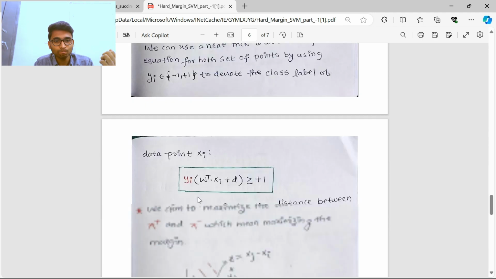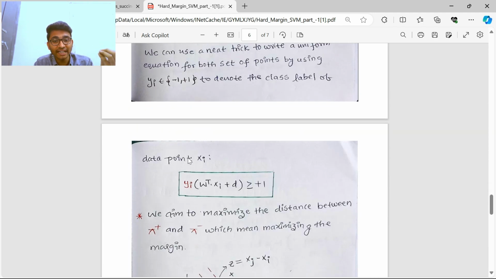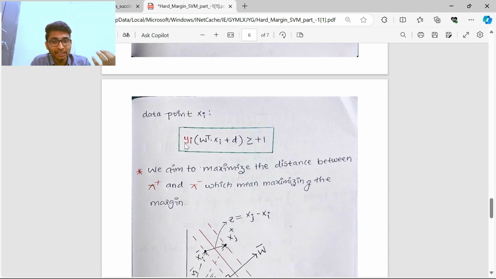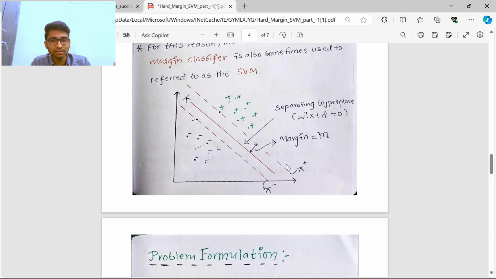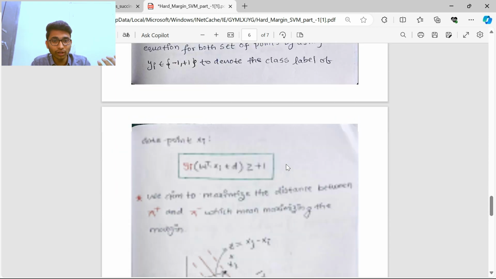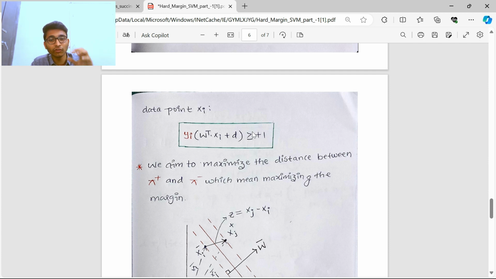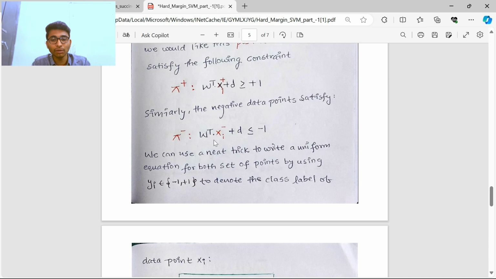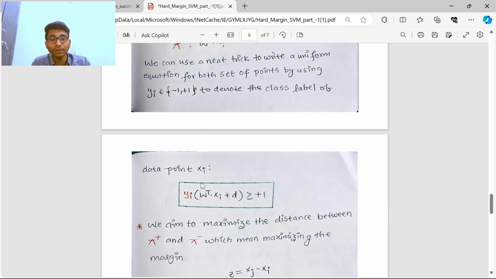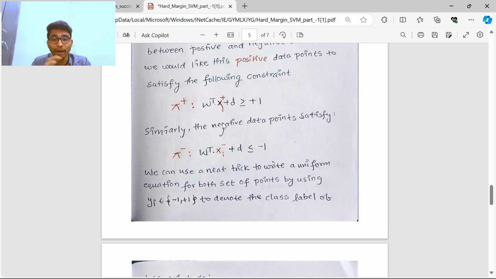If you take any data point xi, it will satisfy this condition. Let's suppose yi is plus 1. Then plus 1 into W transpose dot xi plus d greater than or equal to plus 1 means that the point is lying above the plane pi plus. If you keep yi equal to minus 1, then the inequality symbol is reversed and we get minus 1 on the right side, and we come up with the other plane. If you keep plus 1, we come up with this one; if you keep minus 1, we come up with that one. So this single equation provides the information of both hyperplanes.